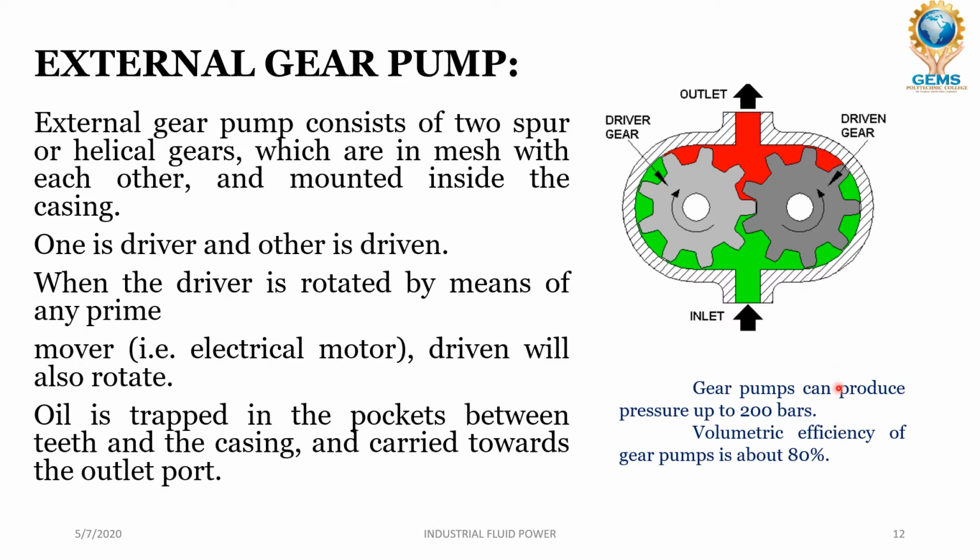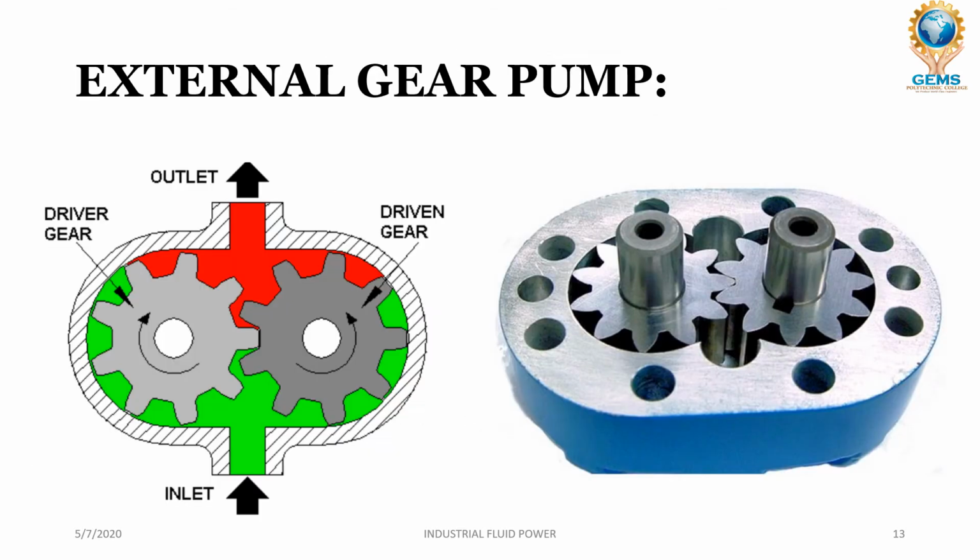A gear pump can produce pressure up to 200 bars. Volumetric efficiency of a gear pump is about 80%. So this is how the actual gear pump looks like.